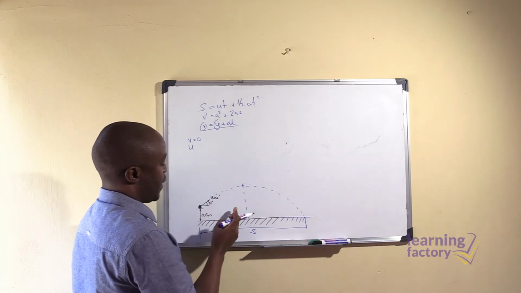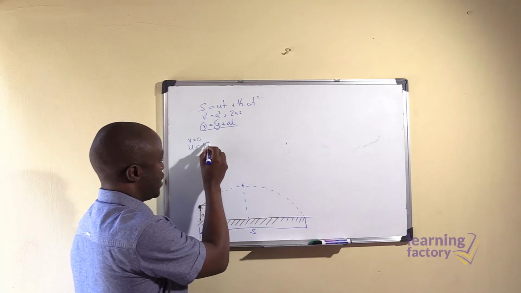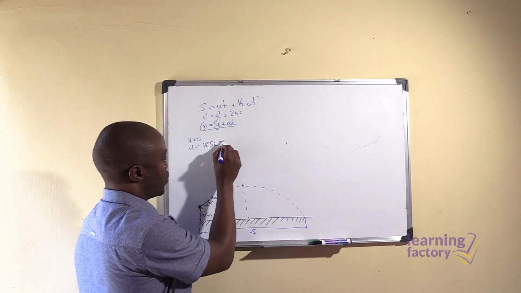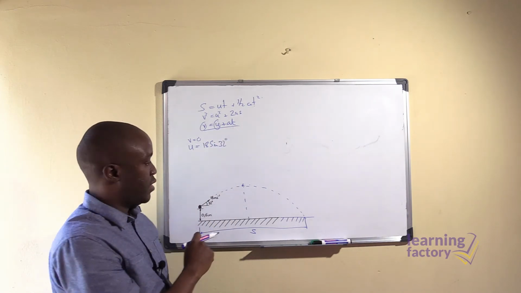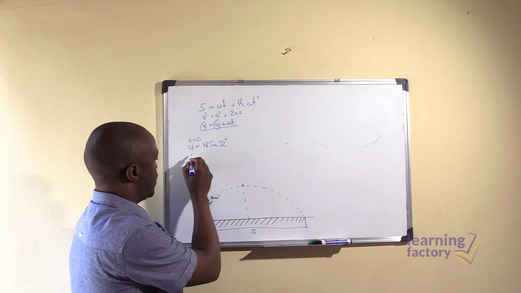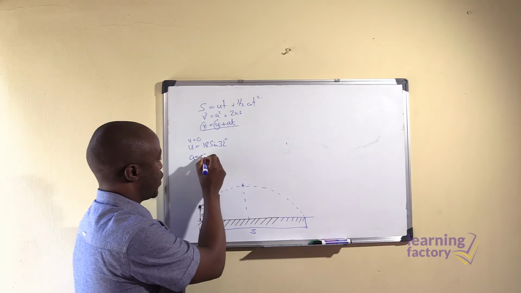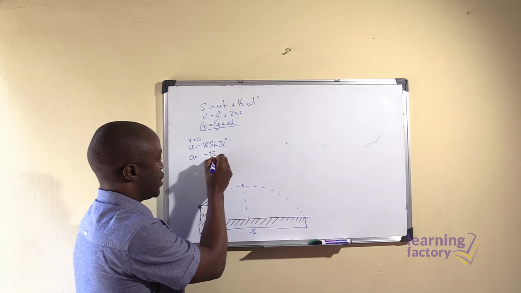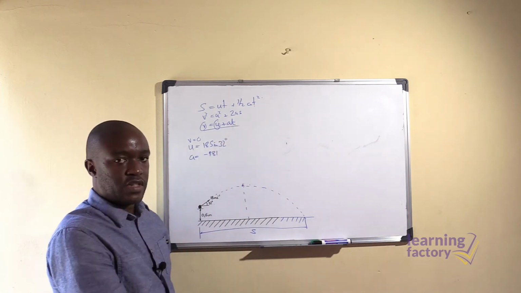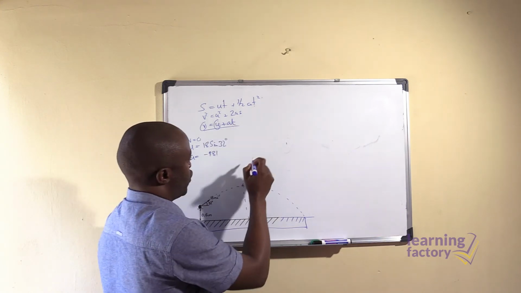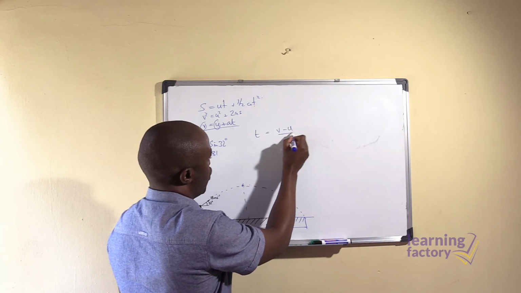U in the upward direction is a component of 18, and we know it's 18 sine 32 degrees. Our acceleration due to gravity is going downwards, and therefore it's opposing the motion of the velocity, so it's negative 9.81. So given these values, we can determine our value of t, and rearranging the formula, we know that t is equal to v minus u over a.